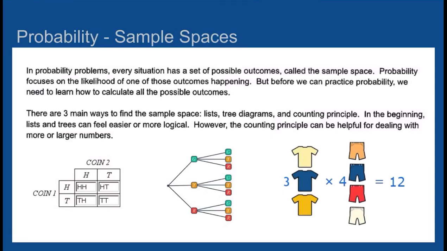So we've already talked about how to find simple probability, probability "and", and probability "or". We worked a lot with that the last time we looked at probability. Today we're going to be looking at something called sample spaces.